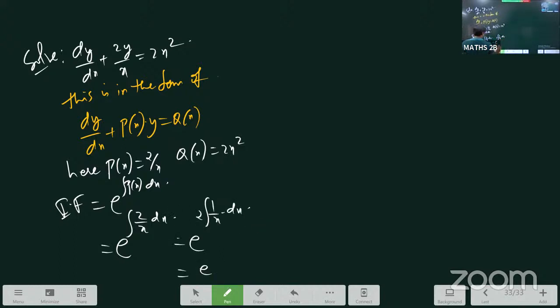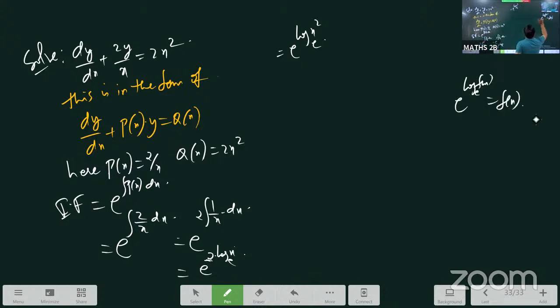That is e to the power 2 into log x, correct? No, to the base e. So that is e to the power log x squared to the base e. According to logarithmic properties, this 2 will come as the power of x. Now e to the power log f of x to the base e is nothing but f of x as it is. In this case, this is your integrating factor.